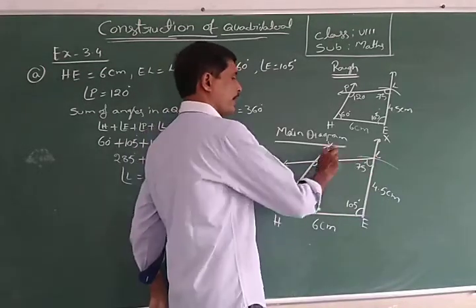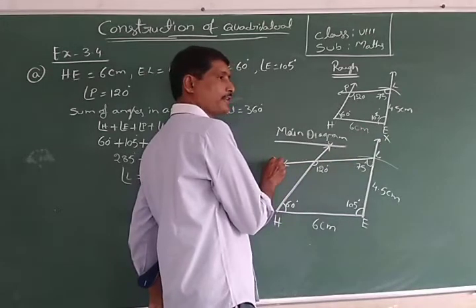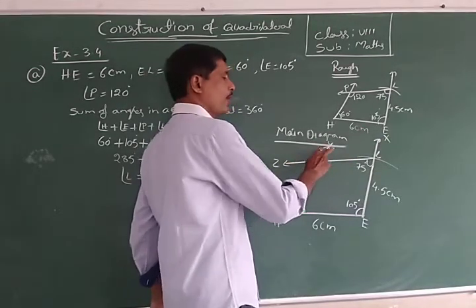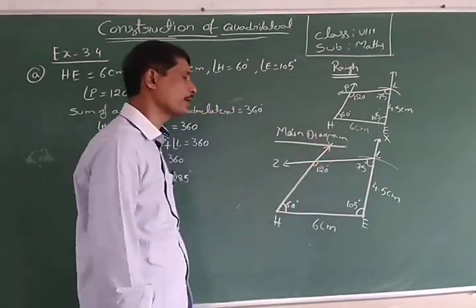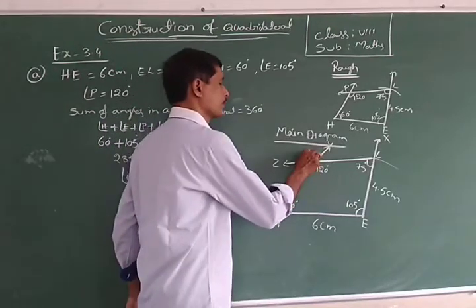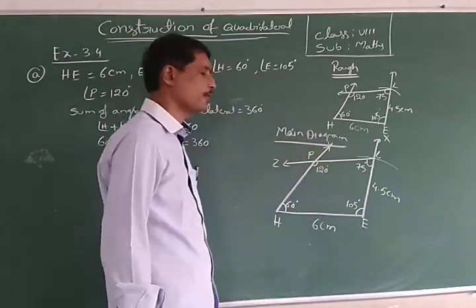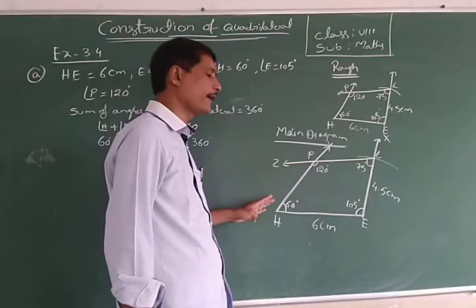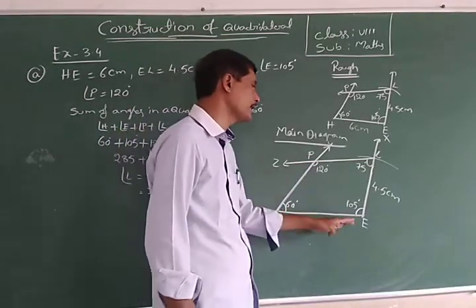Therefore, draw a ray. The ray name is Z. The two rays are intersecting at one point. The point is P. Therefore, form the required quadrilateral HELP.